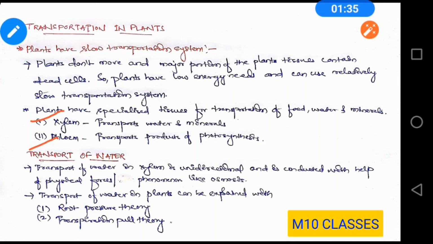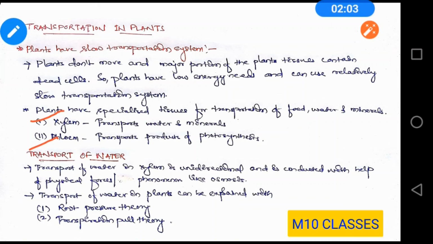So let us start from the transportation of water. Now, the transport of water in xylem is unidirectional and is conducted with the help of physical forces and phenomena like osmosis. And as you know, the water is only transported in one direction, that is from the soil to the leaves and other parts of the body. Now, how does it get transported through xylem?